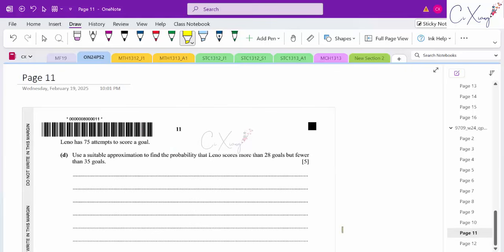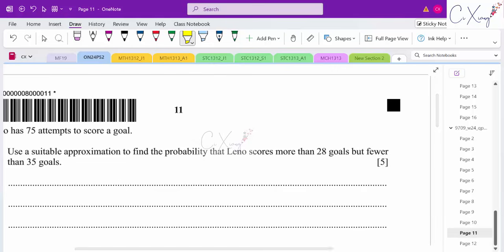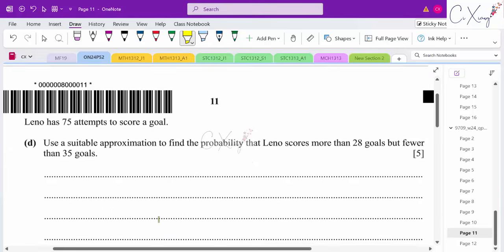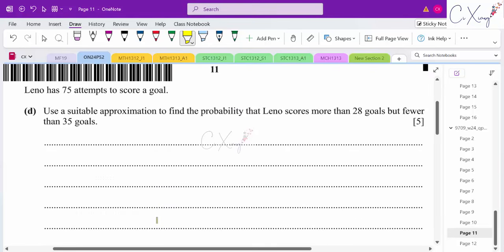Let's continue to part D, which is the last question. Now here they said Lino has 75 attempts to score a goal. So he tried out 75 times. Use a suitable approximation, highlight the keyword approximation, to find the probability that he scored more than 28 goals, but fewer than 35.